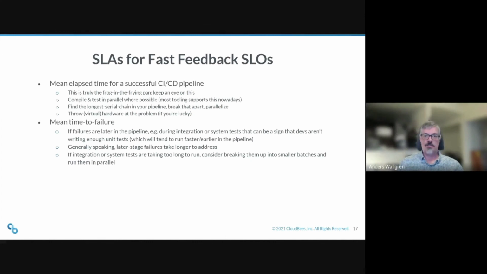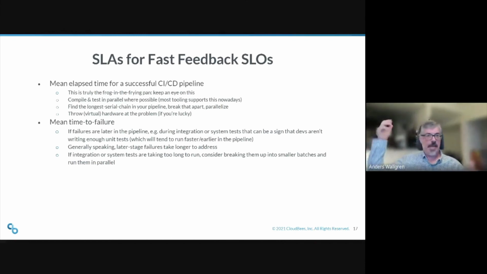This is the frog in the frying pan. Keep a close eye on that, right? Because what takes 5 minutes today takes 6 minutes next week, 7 minutes the week after that, and then before you know it, you've got an hour-long build, and you don't want that, right? You don't want that. There's lots of tooling available out there to compile and test in parallel.